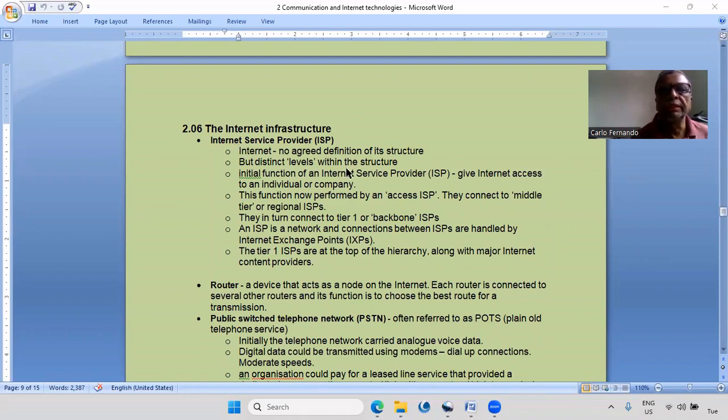The internet infrastructure. First, we'll have to talk about the ISP. Who is ISP? Internet Service Provider.